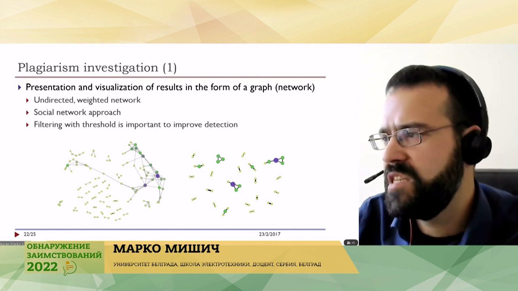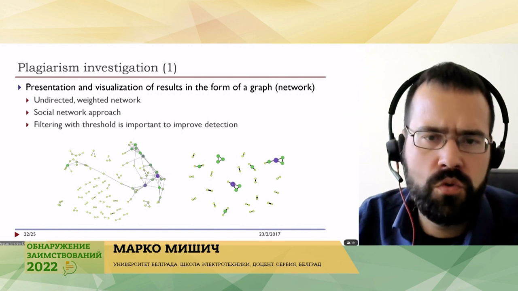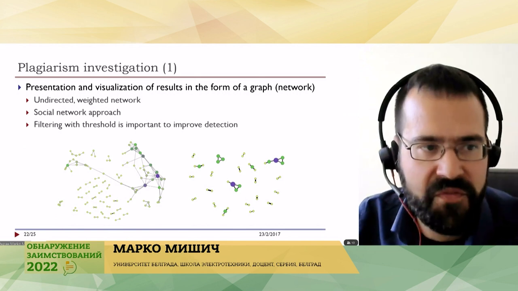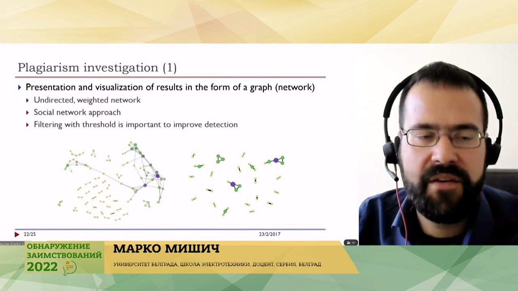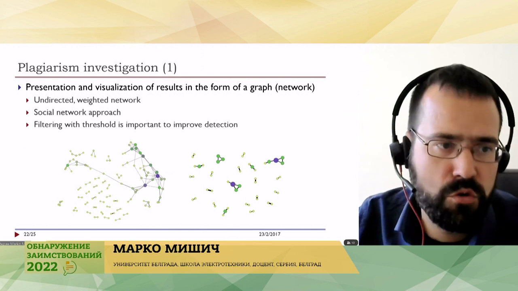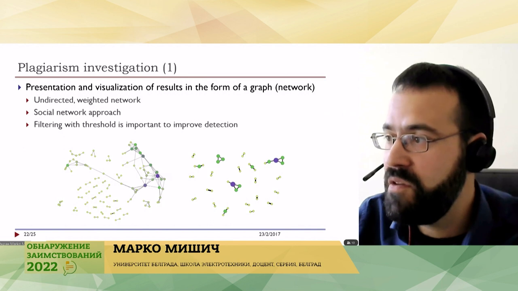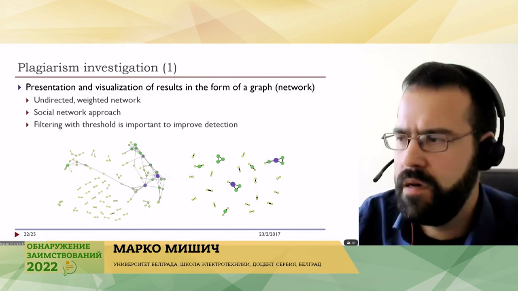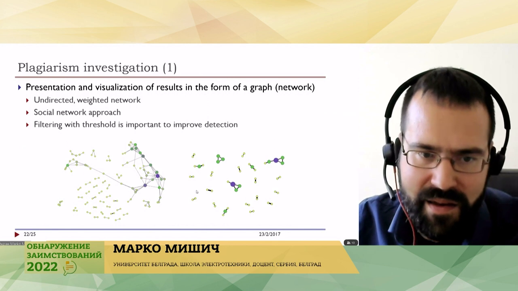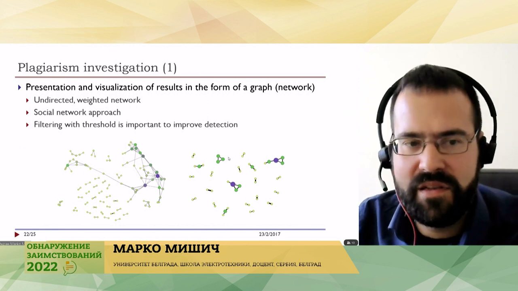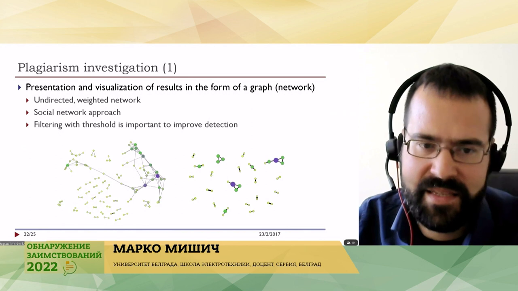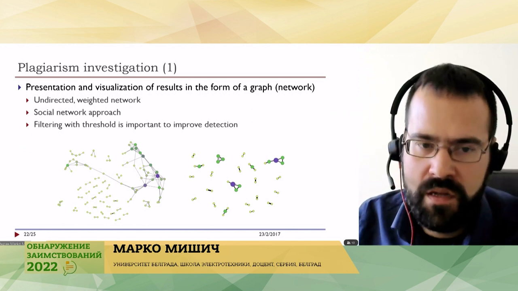I had some experiments or research efforts of my own to construct models of plagiarism networks in the form of a graph, which should be an undirected weighted graph, or weighted network. It is an approach which is inspired by social networks or social network analysis methods. When we filter out all those students with a low level of similarity, which is not usually plagiarism, we can see interesting things in the produced visualizations, but also in quantitative analysis, such as those that you can see on the right.